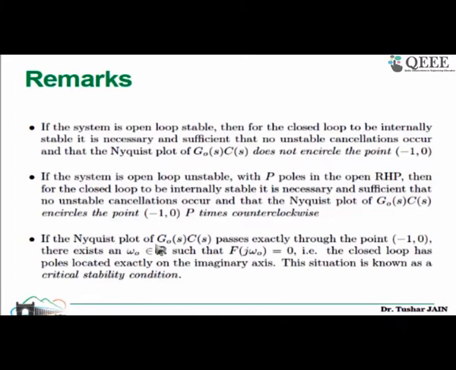Now, if the Nyquist plot of G naught C passes exactly through the point -1, 0, then the closed loop has poles located exactly on the imaginary axis. In that situation, we say it is a critically stable system. And for the critical stability condition, we can generally consider the integrators.